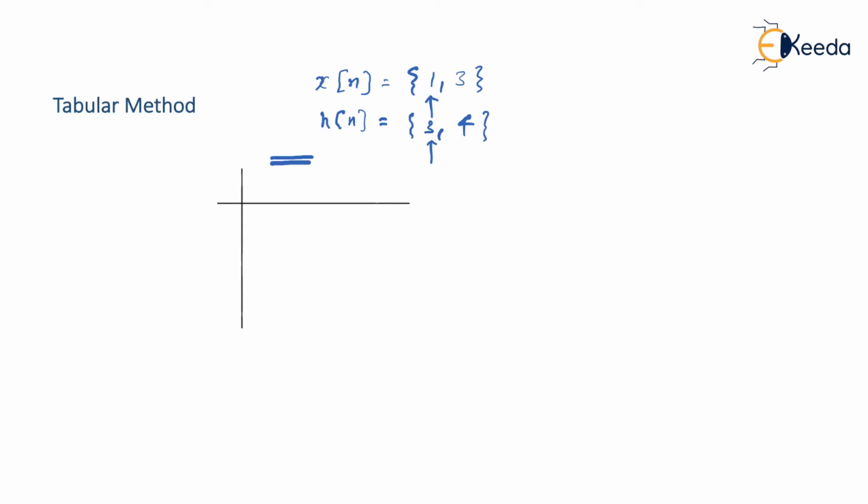So 2 arrow marks I'm making here. What I'm doing, I'm allotting x of n here and I'm allotting h of n here. Let me tell you, these positions you can swap, like you can write x of k here and you can write h of k here. It is not going to matter. Let me just copy what was my x of n. It is 1 comma 3. So I'll write here 1, I'll write 3, and h of n sequence wise only you have to write. This is 3 and this is 4.